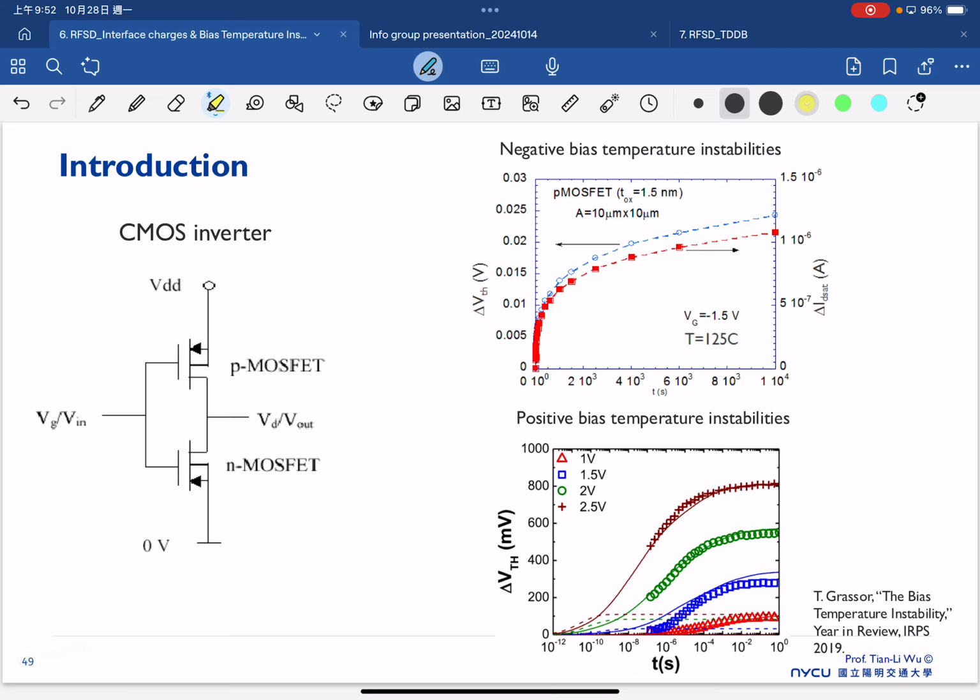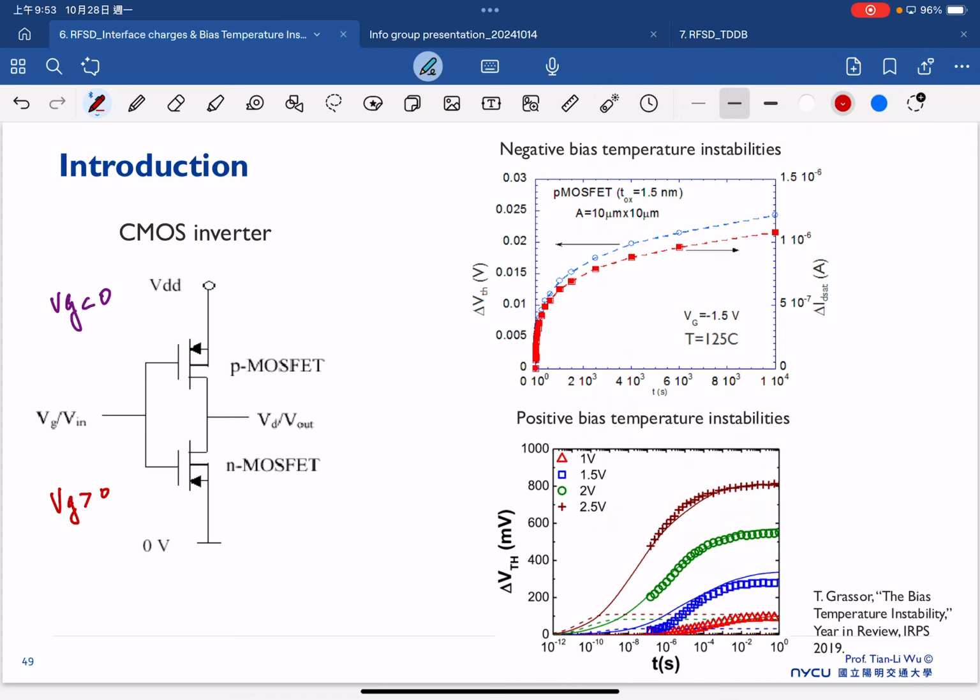Okay, so now we finish the interface charges. Now we move to the next topic called bias temperature instability. Once we consider bias temperature instability, we first have to understand what the general issue of this is. On the left-hand side, it's a typical CMOS inverter, and the bottom is an NMOSFET. The NMOSFET usually is biased when VG is larger than 0 volt. And the PMOSFET means we need to bias the VG below 0 volt here.